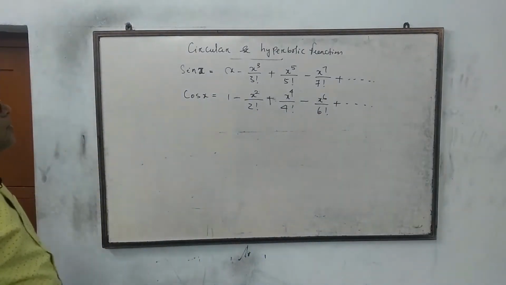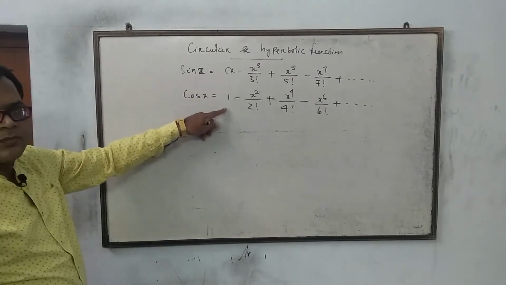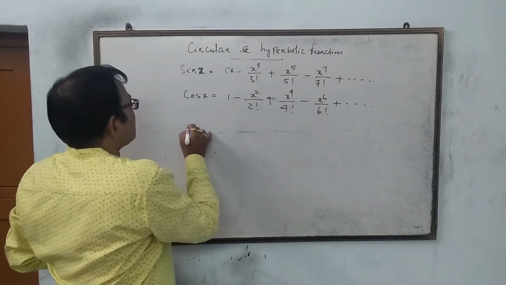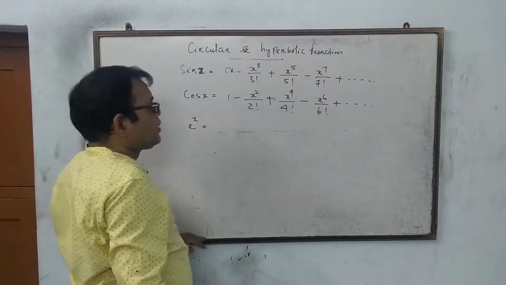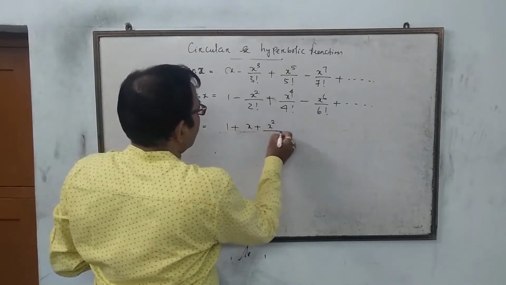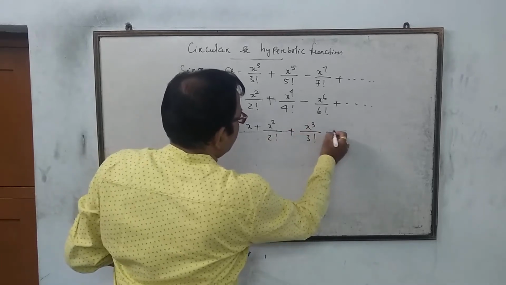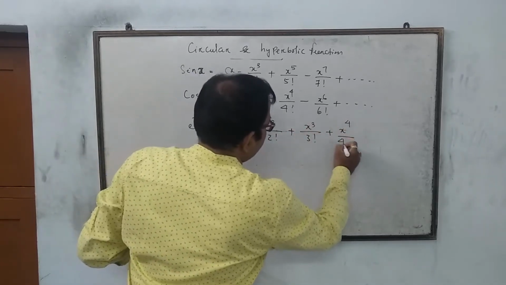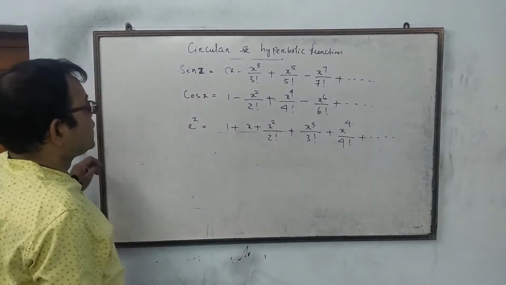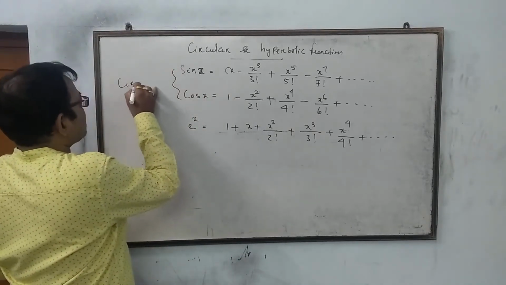We know the expansion of sin x and cos x. This is called Maclaurin series. And in a similar way, we can write e to the power of x as 1 plus x plus x square by 2 factorial plus x cube by 3 factorial plus x to the power 4 by 4 factorial plus that. This sin x and cos x, these two are called the circular functions.